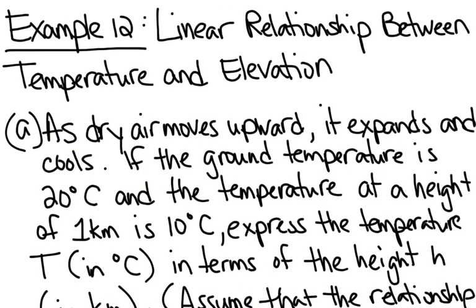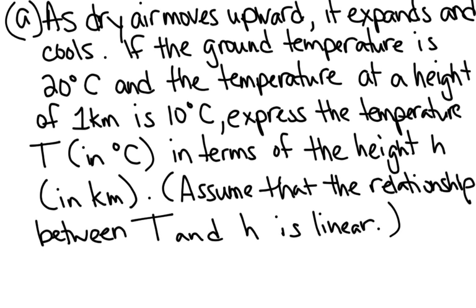Let's do one last real-world problem, a science problem. As dry air moves upward, it expands and cools. If the ground temperature is 20 degrees Celsius and the temperature at a height of 1 kilometer is 10 degrees Celsius, express the temperature T in degrees Celsius in terms of the height h in kilometers. Assume that the relationship between T and h is linear.